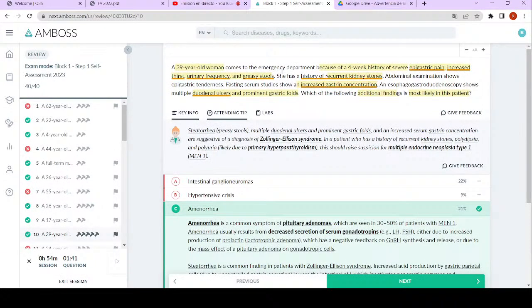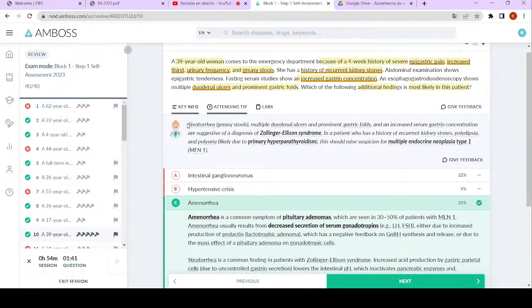A 39-year-old woman comes to the emergency department because of a 5-week history of severe epigastric pain, increased thirst, urinary frequency, and greasy stools. She has a history of recurrent kidney stones. Abdominal examination shows epigastric tenderness. Fasting serum studies show an increase in gastrin concentration. Upper endoscopy shows multiple duodenal ulcers and prominent gastric folds. Which additional finding is most likely in this patient?